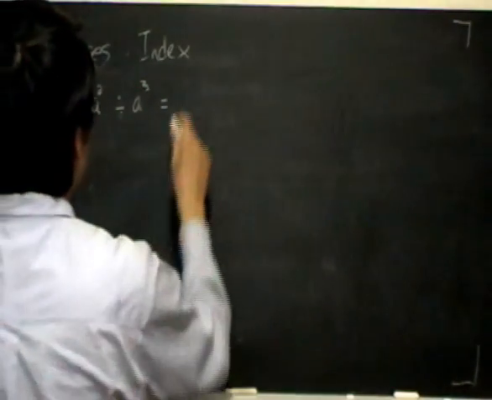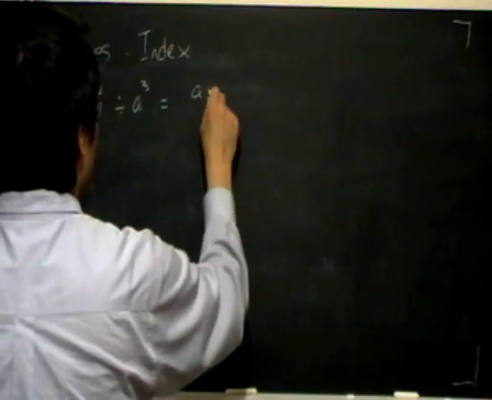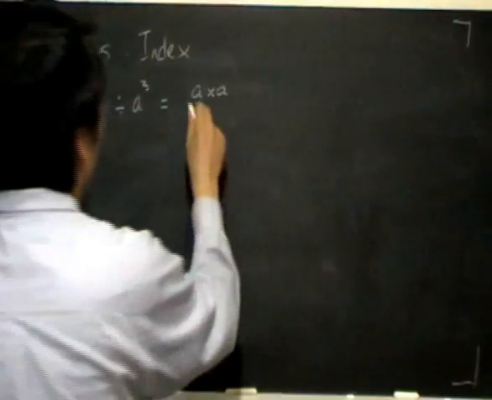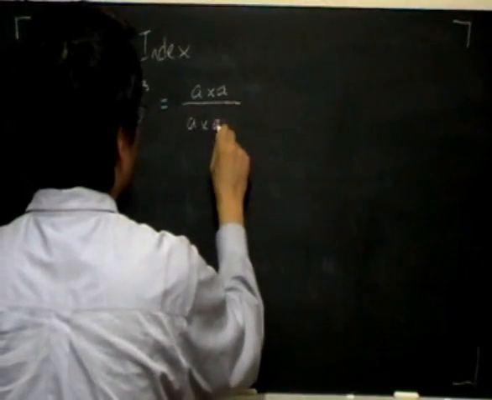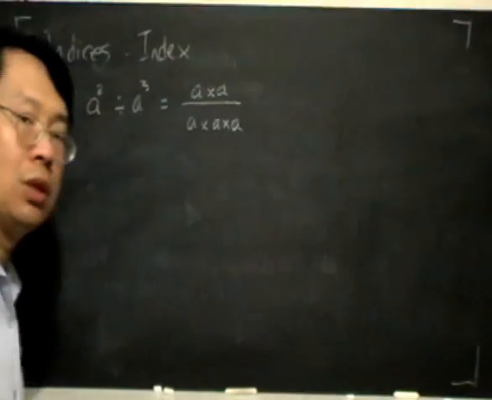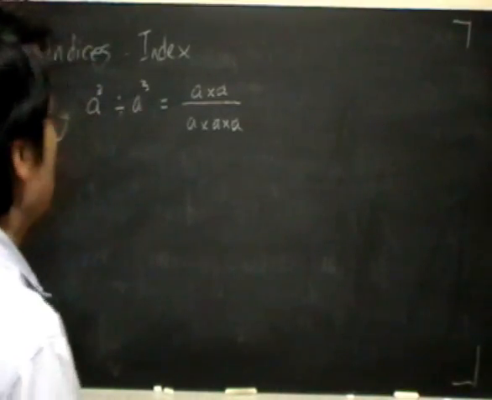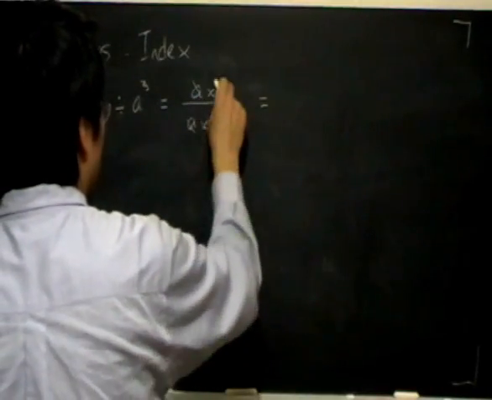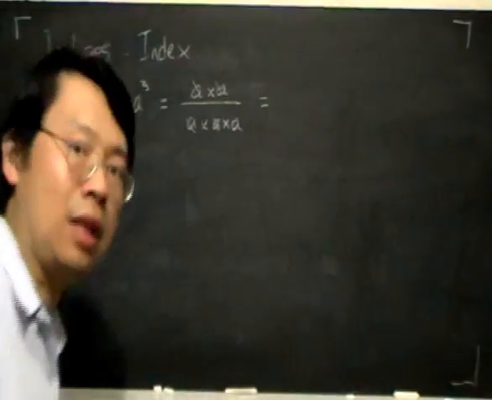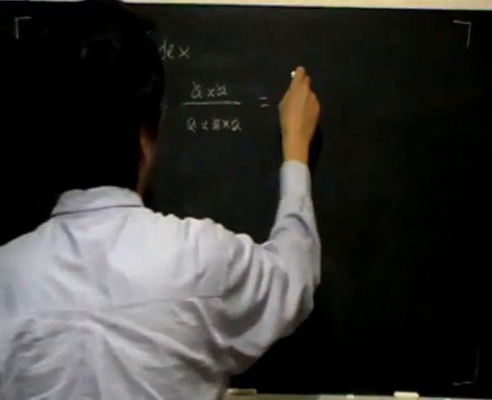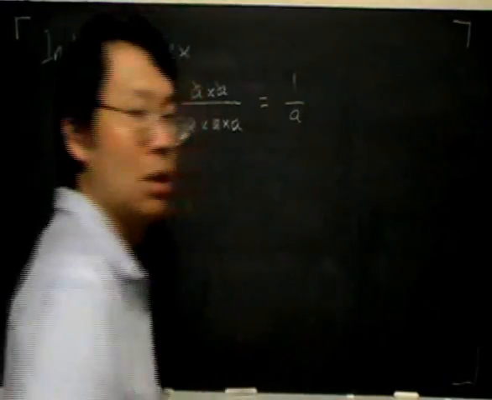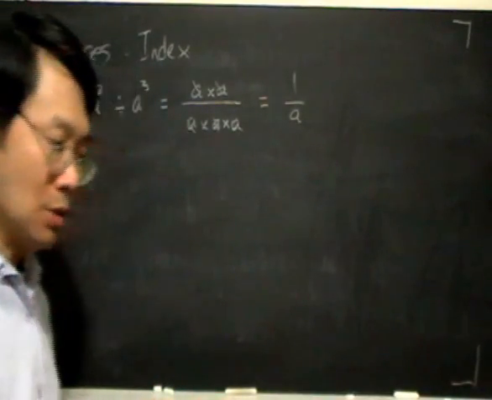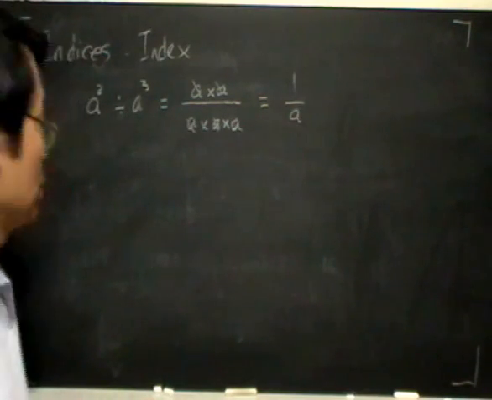Now we know how to do this. If we quite simply write out the whole thing, it is a times a for a squared divided by a times a times a for the a cubed. If we write it out this way, the answer is quite straightforward. You cancel the a's, there's an a left at the bottom, and on the top is just 1 over a. That's the answer.